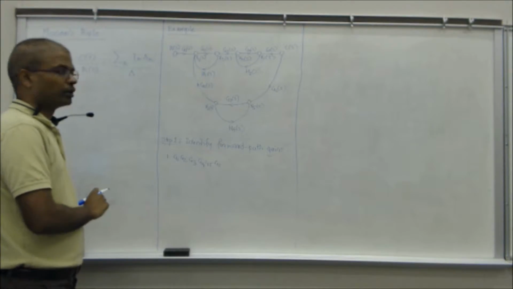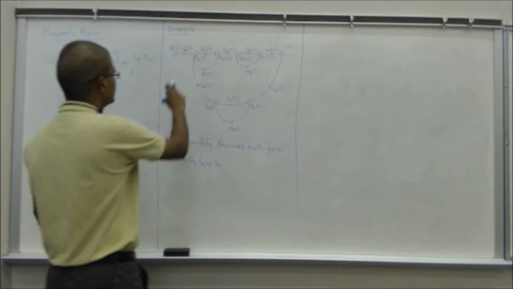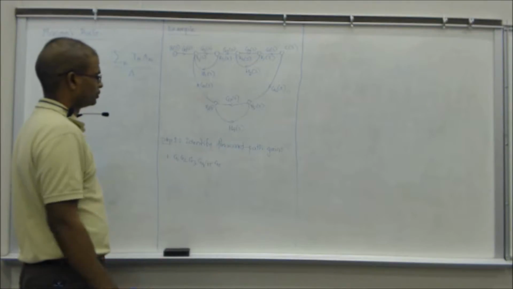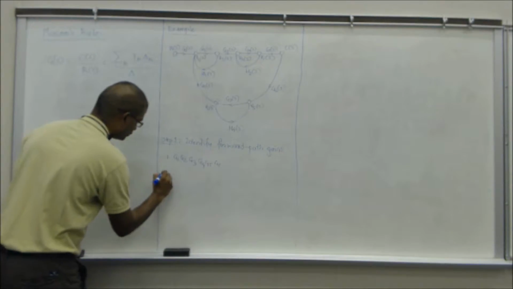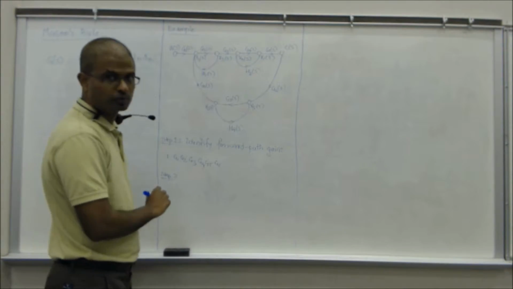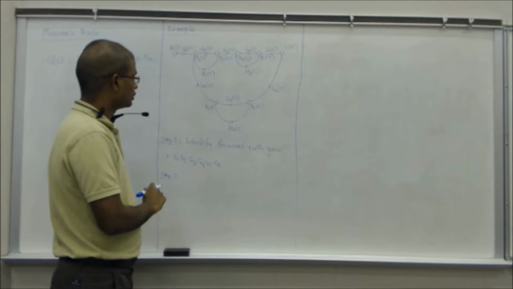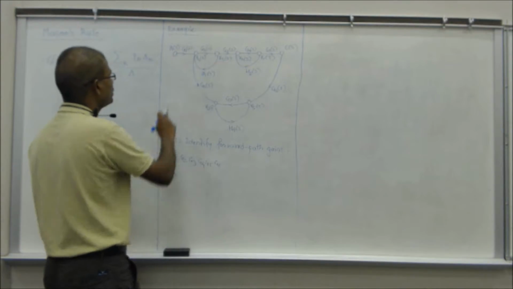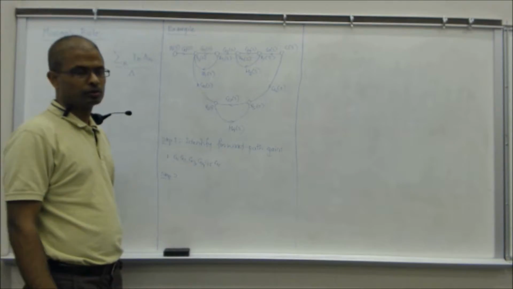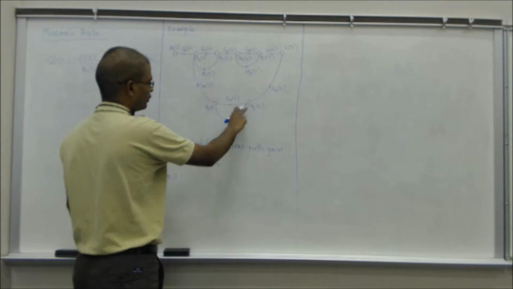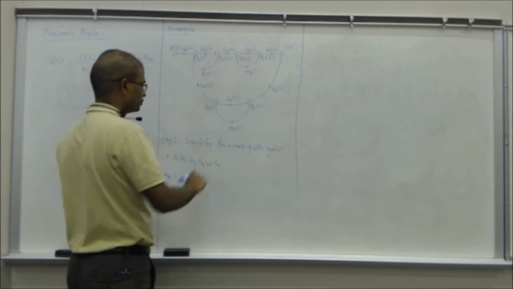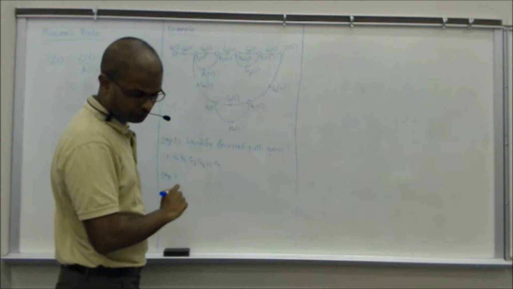This is the only forward path. There is no other forward path, right? This is the only forward path. There is nothing going elsewhere. So, step 2. A forward path would be something which goes from the input to the output. So this will not qualify because it's a loop, right?